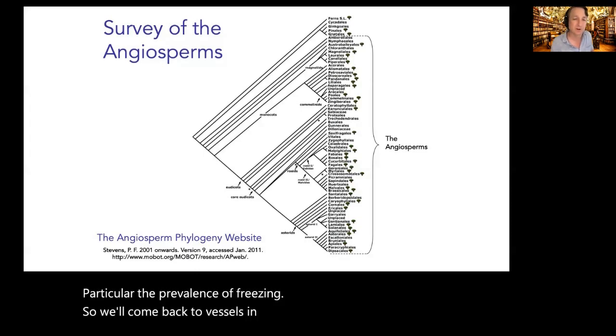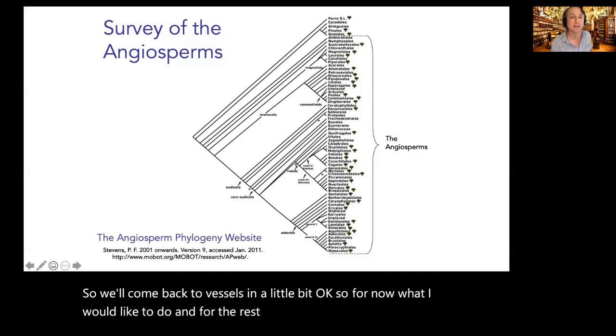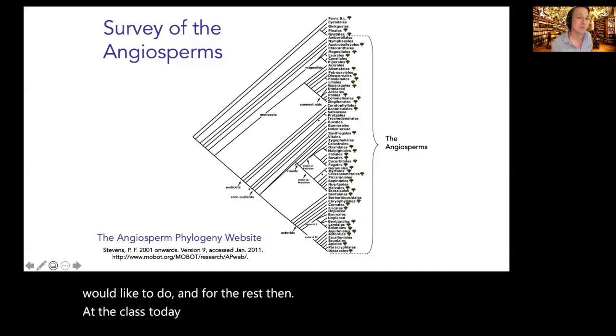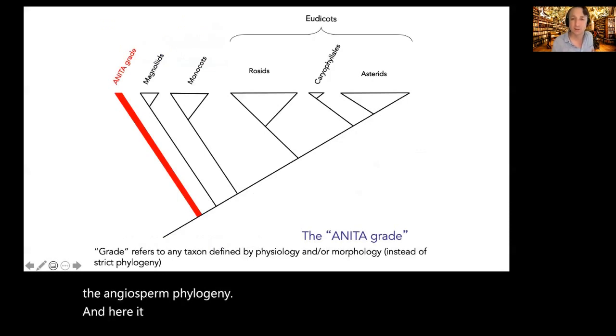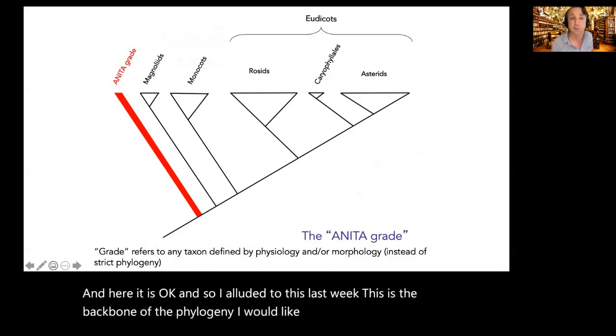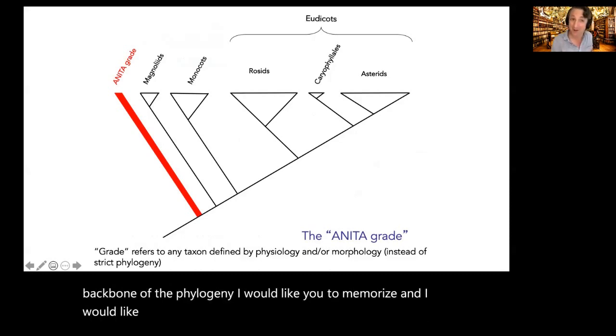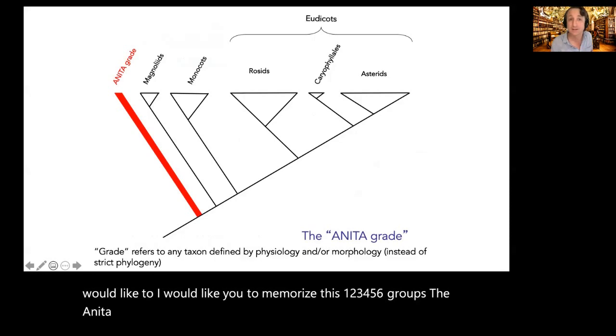Okay. So for now, what I would like to do, and for the rest of the class today, is give you this overview, this backbone of the angiosperm phylogeny. And here it is. Okay. And so I alluded to this last week. This is the backbone of the phylogeny I would like you to memorize. And I would like you to memorize these 1, 2, 3, 4, 5, 6 groups: the ANITA grade, the magnoliids, the monocots, rosids, Caryophyllales, and the asterids.